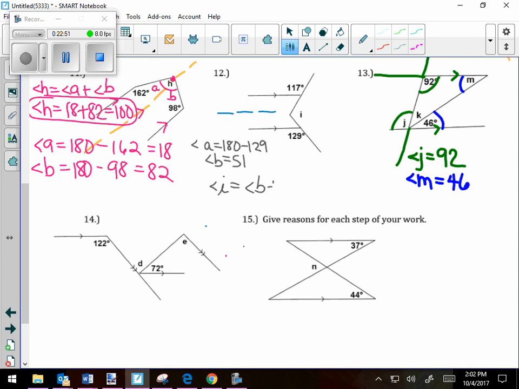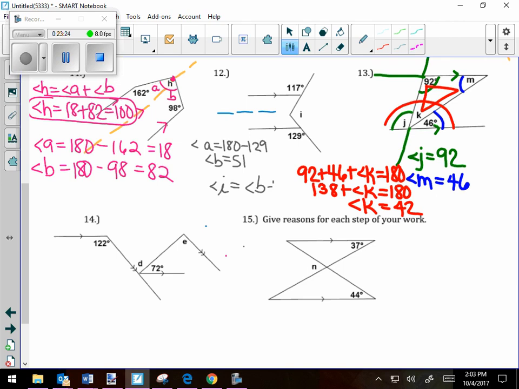And then to figure out angle K, I have two options. I can either say that these three angles add to 180, or I can say that the angles in this triangle add to 180. In either case, however you look at it, I have 92 plus 46 plus angle K being equal to 180. So that's 138 plus angle K equals 180, which means in the end, angle K is equal to 42 degrees.